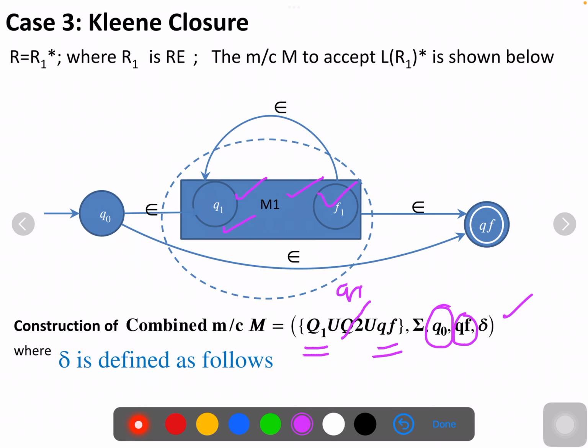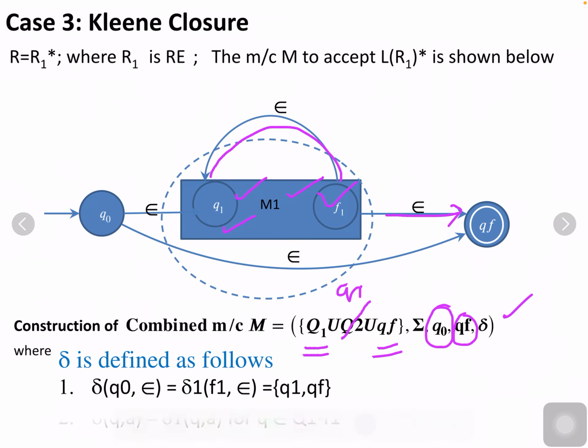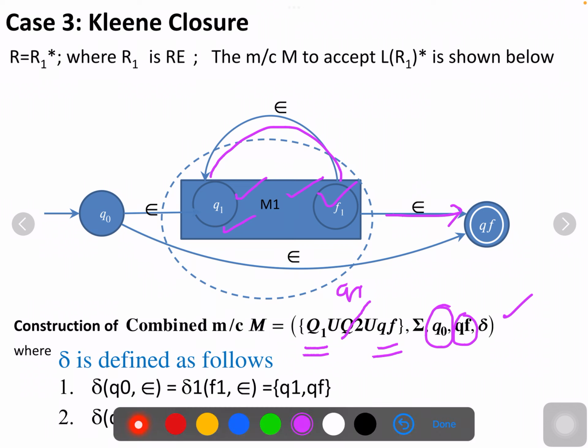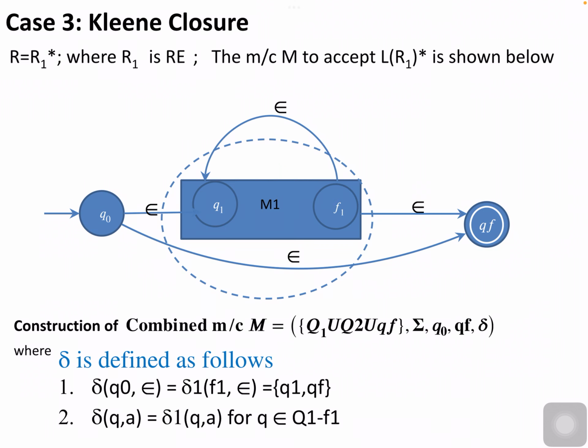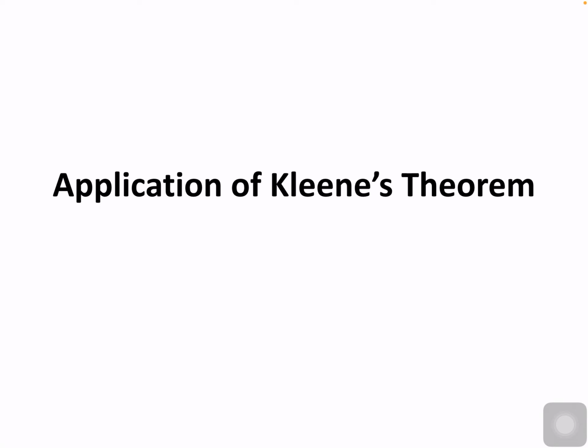Delta will be similar. So Q0 on 0 will go to Q1. F1 on epsilon will go to Q1 as well as F. Correct now? So in general you have to define it like that. So delta of q comma a, delta 1 of q comma a for q1 belonging to Q1 minus F1. So with that definition you understand. So that is a theorem.